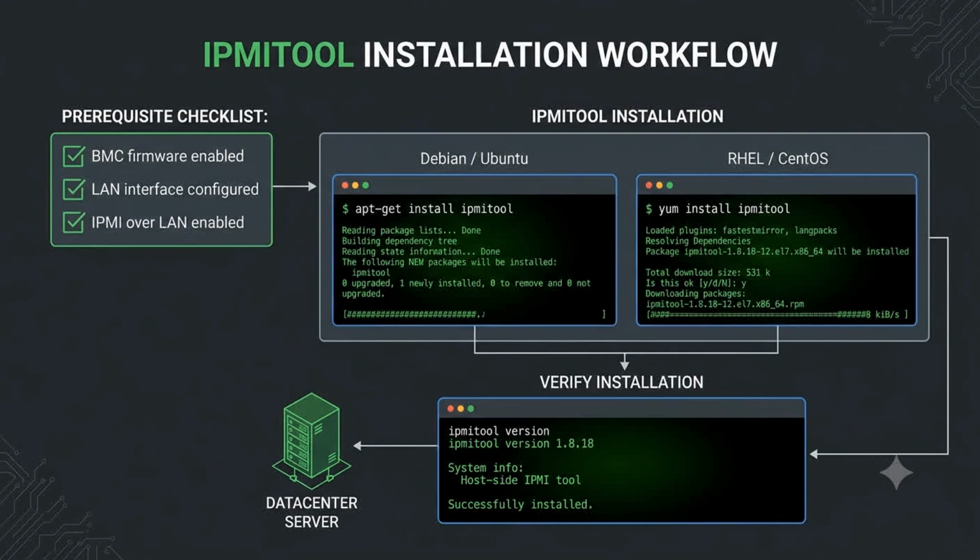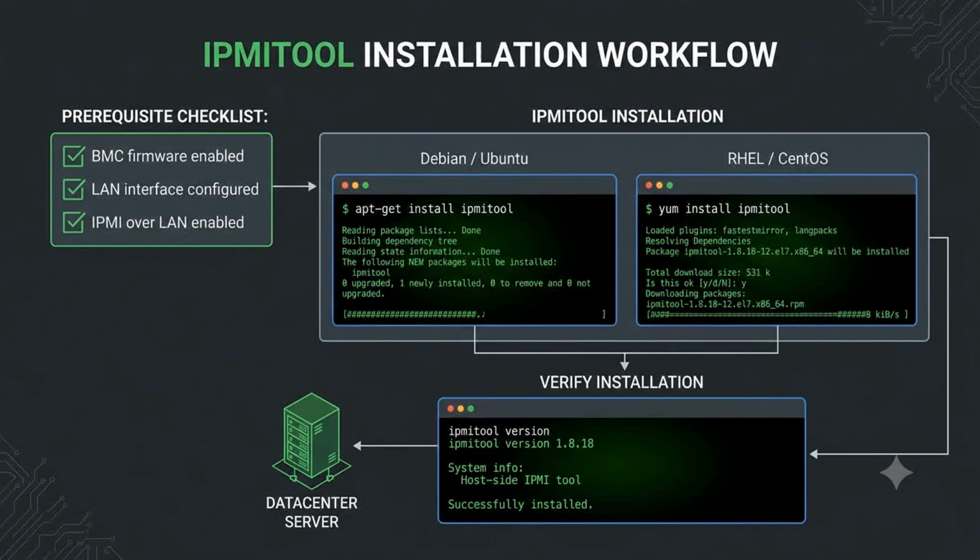First, install it on Debian and Ubuntu. Run apt-get update, then apt-get install ipmitool. On RHEL and CentOS, run yum install ipmitool or dnf install ipmitool. On Alpine, run apk add ipmitool. After installation, verify the version with ipmitool --version. You should see version 1.8.19 or higher.